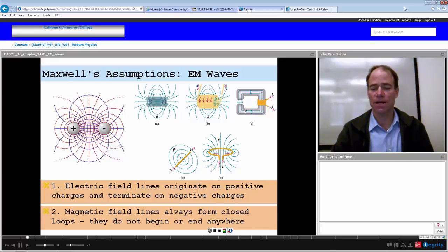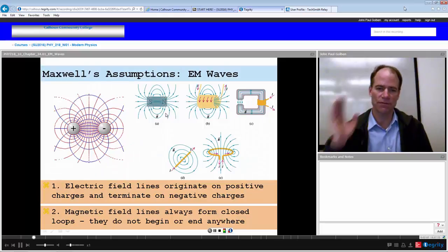Magnetic field lines always form closed loops. They do not begin or end anywhere. So there's no such thing as magnetic monopoles. They can't start or stop anywhere. They just form continuous closed loops. Even if you look at something like a permanent magnet right here with the north and south pole, the magnetic field lines go all the way through, so they form a continuous closed loop through that. Even if you cut the magnet in half, it still forms a closed loop.